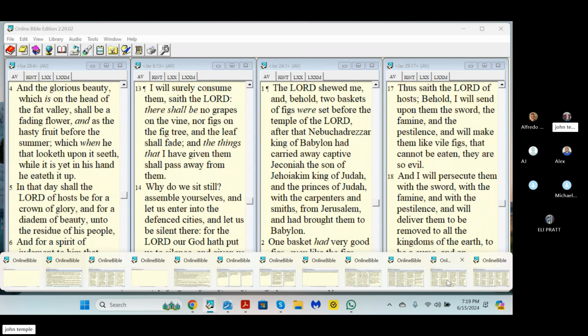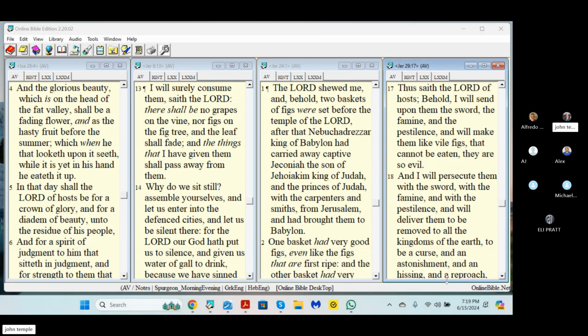Jeremiah 8:13. I will surely consume them, saith the Lord. There shall be no grapes on the vine, nor figs on the fig tree, and the leaf shall fade, and the things that I have given them shall pass away from them. So he's going to bring judgment.